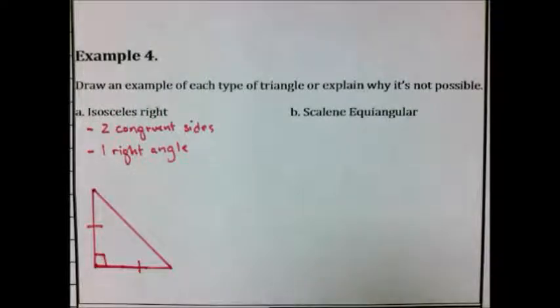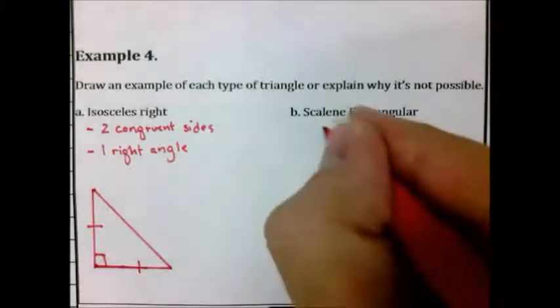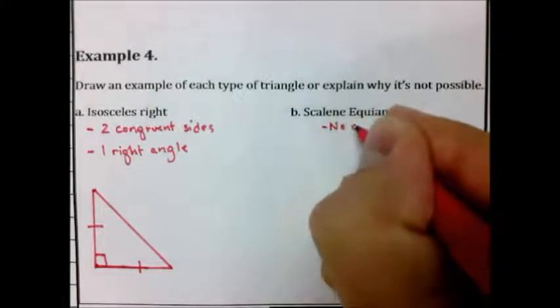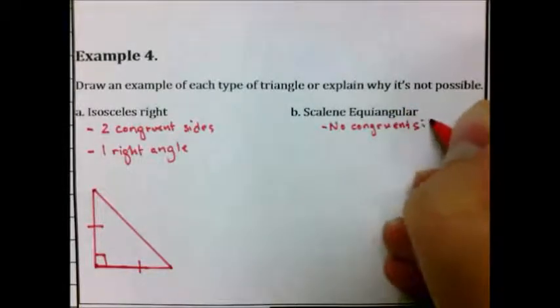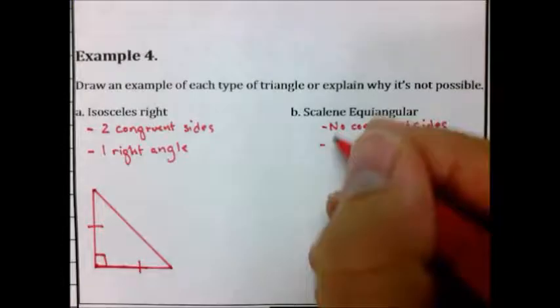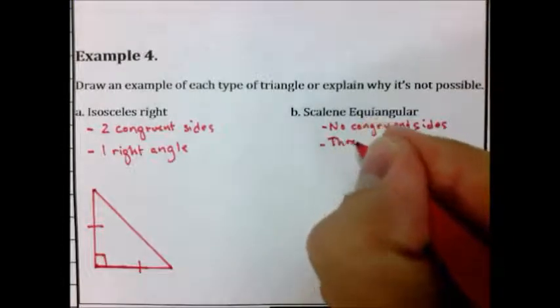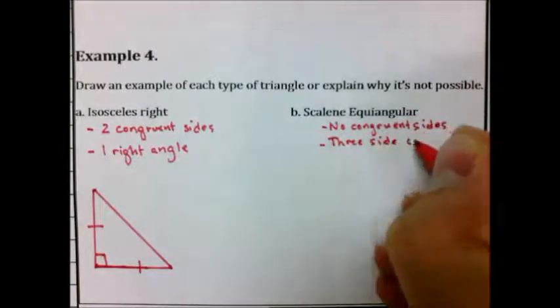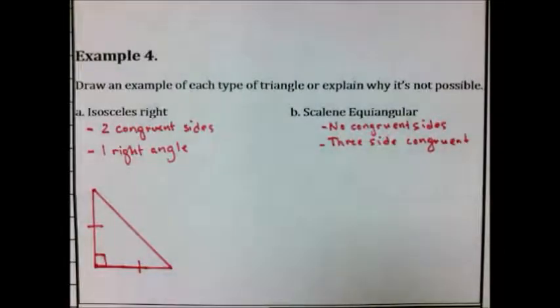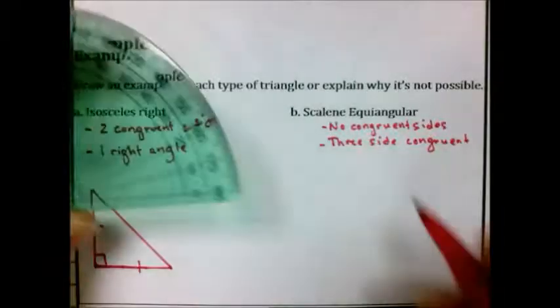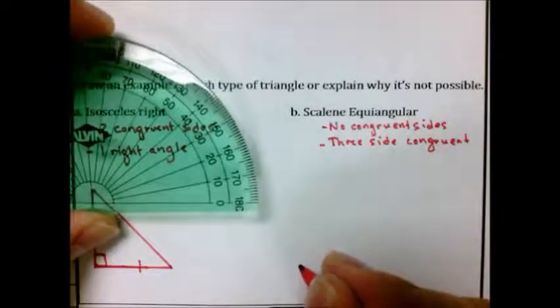So now I need to build my scalene equiangular triangle. Scalene means that there are no congruent sides. All those sides have different lengths. And equiangular means all three angles are congruent. Okay, and if I have a triangle with all three angles congruent, since the triangle's angles add up to 180, all three of those angles have to be 60 degrees, right? So I'm going to draw this out here.